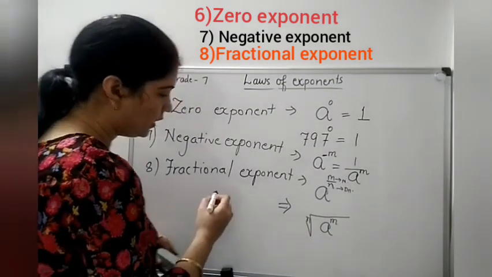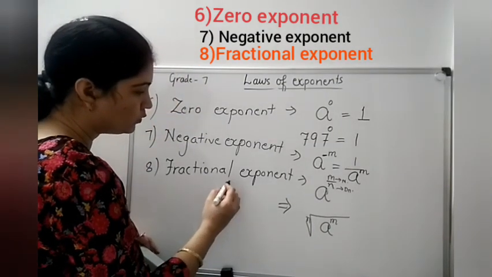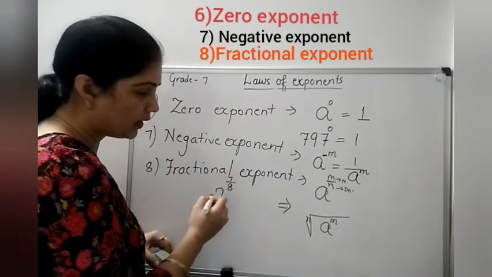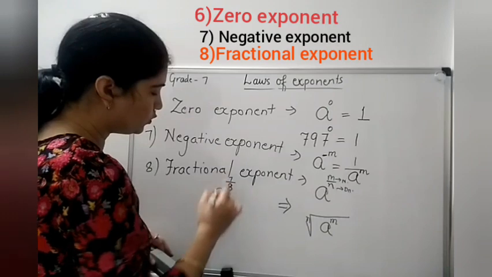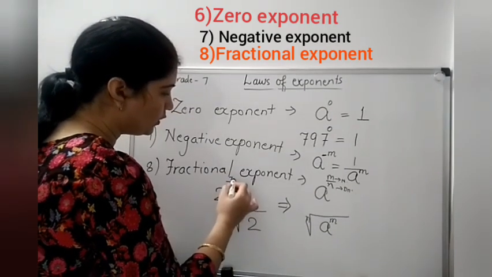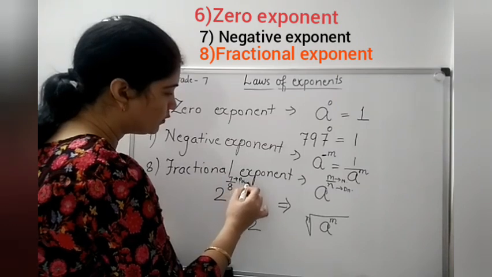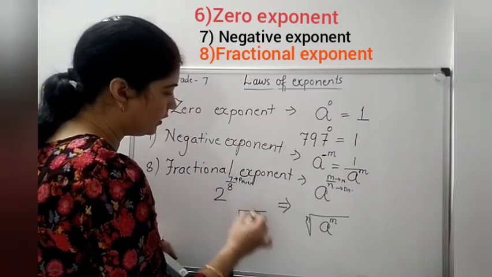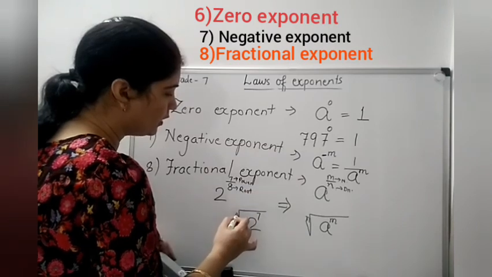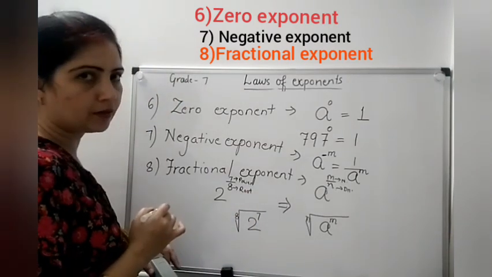If there is a number 2 whose exponent is 7 upon 8 and I have to write it according to this rule, I will write 2 inside the root. Now 7 becomes the power, so 2 raised to the power 7, and 8 becomes the root. The root will always come here, so I will write it in this form.